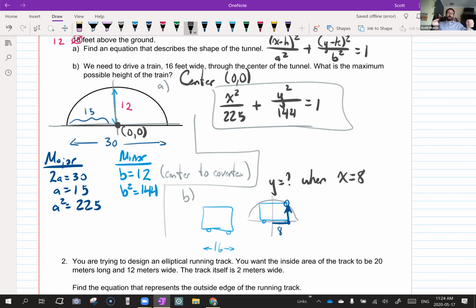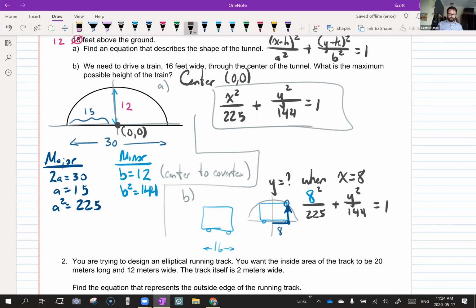It's 16 wide. Just get half of that. That gives us 8. And we can check that x value. We can check 8 and see what the height is based on the equation of the ellipse. And that'll be the maximum height we're allowed to drive through. So let's put this number in. Let's use our equation when x is 8. Okay, so we have 8 squared over 225 plus y squared over 144 equals 1.